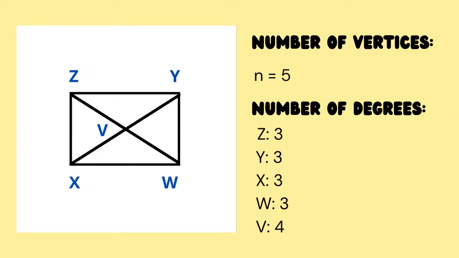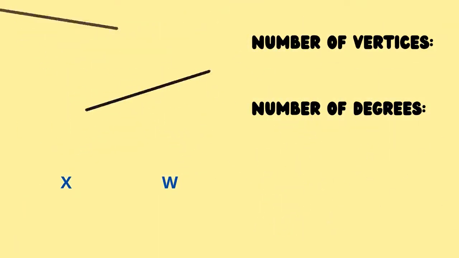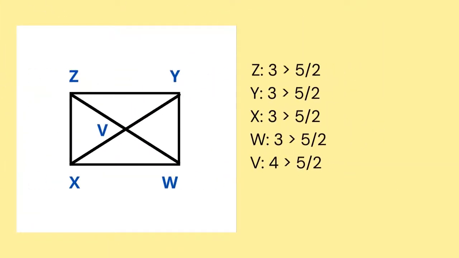To illustrate, we are going to use the earlier example. The number of vertices the graph has is 5: Z, Y, X, W, and V. The vertices have degrees of Z 3, Y 3, X 3, W 3, and V 4. Now, since we know n, the number of vertices, we should compare each degree with n over 2 using greater than or equal to. This is how it would be.